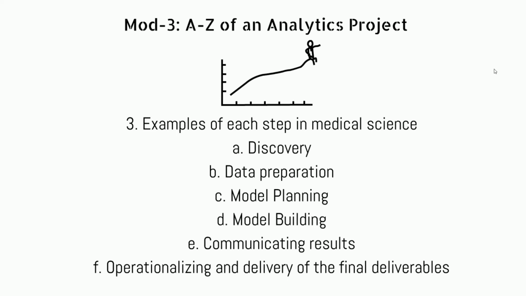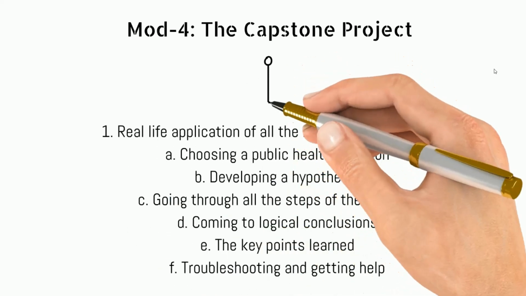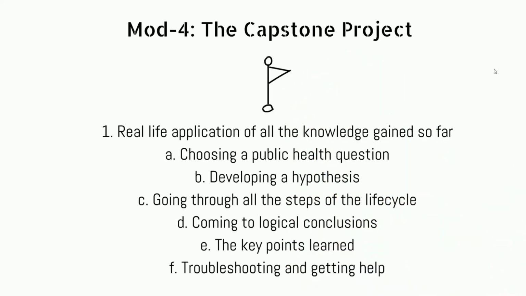Some of the basic steps are given here, which include discovering what you want to do, preparing the data, planning for the model, building your models, communicating the results, and then finally producing some core deliverables at the end of your project. And finally, the Capstone project, which is basically the money shot of everything that we have learned so far. We will take one example question, a public question, and then we'll try to answer that.